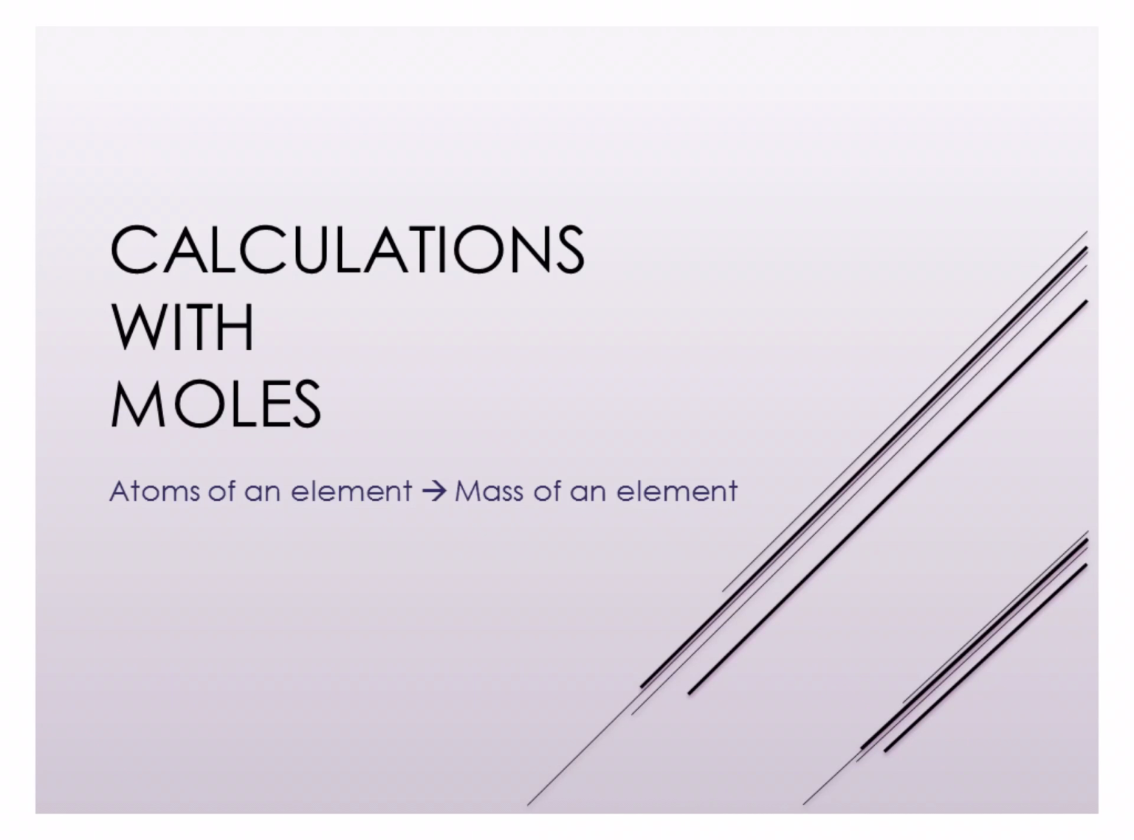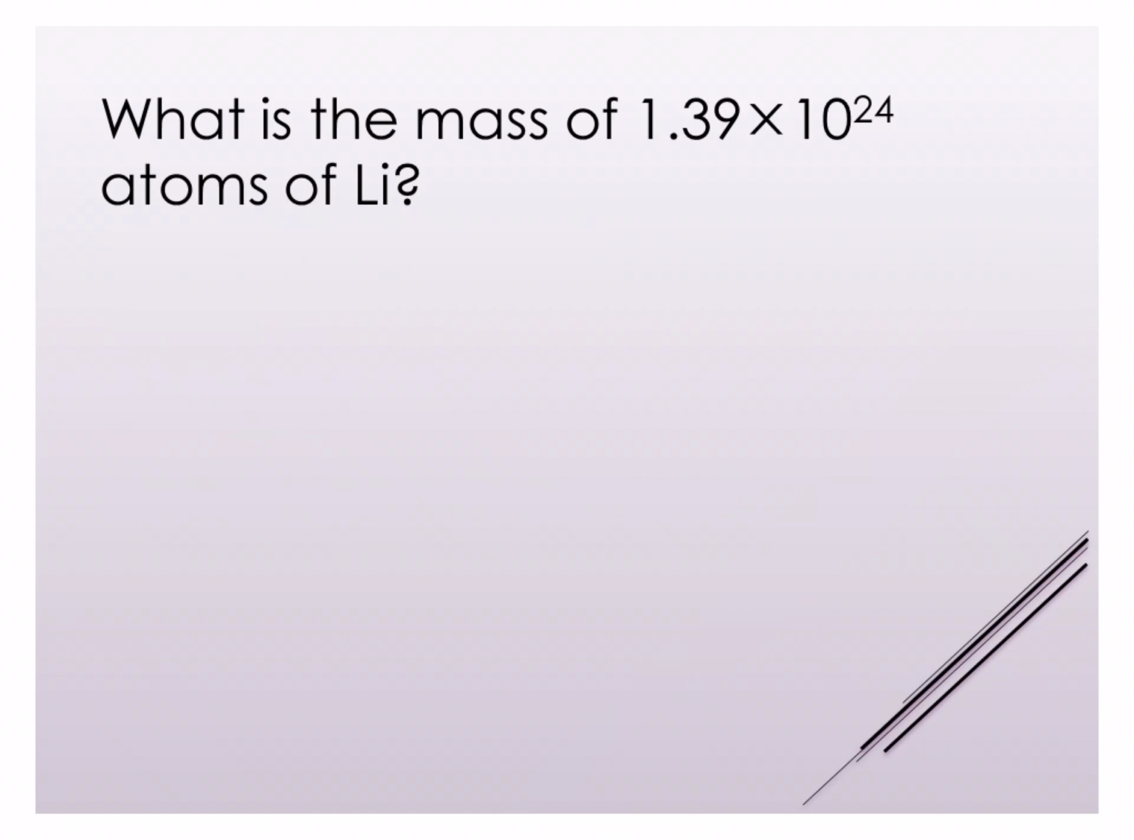Here's an example where we can go from atoms of an element to the mass of an element. So here we're given that we have 1.39 times 10 to the 24th atoms of lithium, and we're being asked for the mass of lithium. Now it doesn't give us a unit, so it's mass. We're just going to assume we're going to be in grams, but you could do any number of mass units depending on what was being asked for.